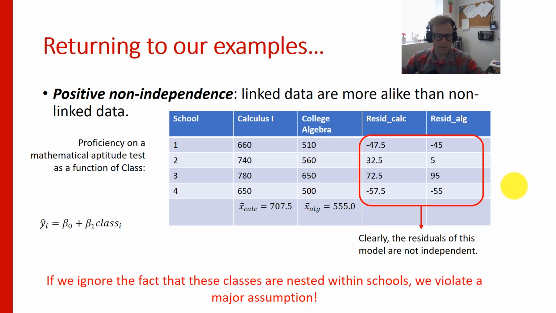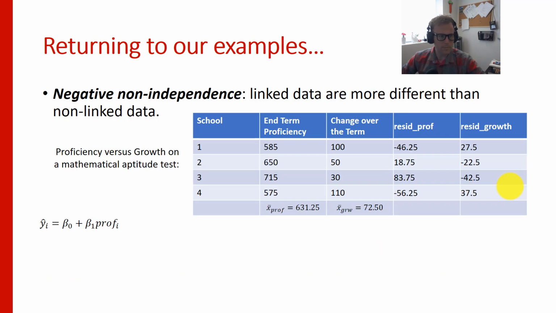And this is a major problem because if we violate the fact that classes are nested within schools, we violate one of the most critical assumptions of our inferential analysis. And if we do that, we can't really trust the p-values that we're generating, right? They aren't going to be accurate reflections that lead to reliable inferences.